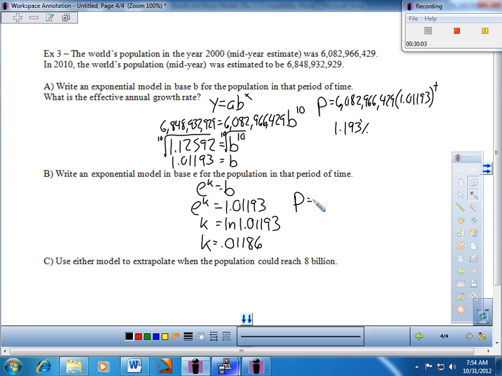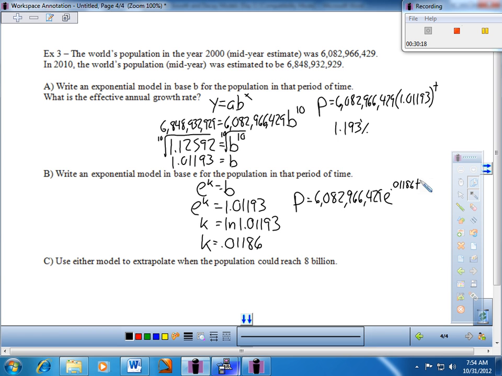So everyone, let's go write this model. Got to write that long number again. 6082,966,429. And it's e raised to the 0.01186t. Now both models should suffice here, solving for part C in this problem. And it says, use either model to extrapolate when the population could reach 8 billion.